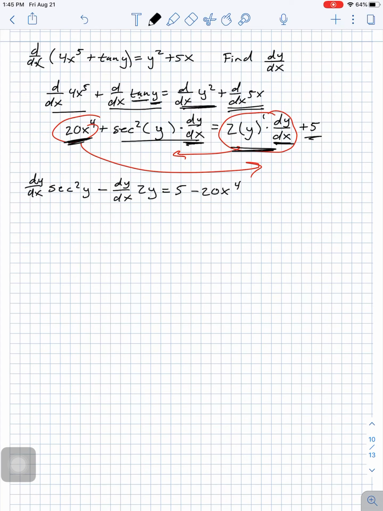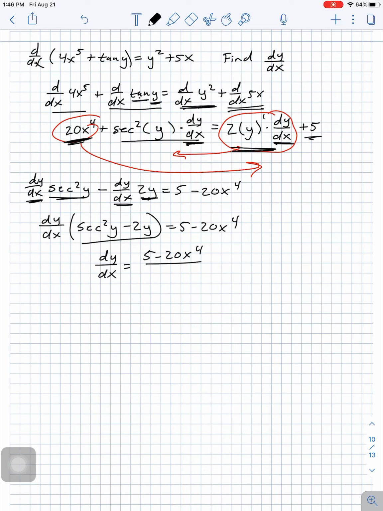Okay, so just rearranging. If you need to do that in a couple steps, please do that. Once you have your 2 things that you're solving for on one side, you just factor them out in front, and that's how they become 1. What I'm left with in the first term is a secant squared y, and the second term is a 2y. And then you divide by all this stuff. So dy dx is 5 minus 20x to the fourth over secant squared y minus 2y. Now, and that's your derivative.